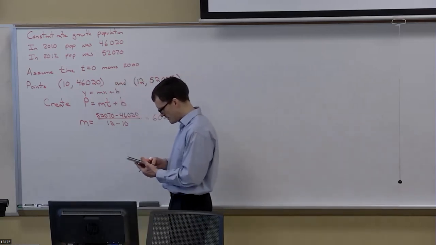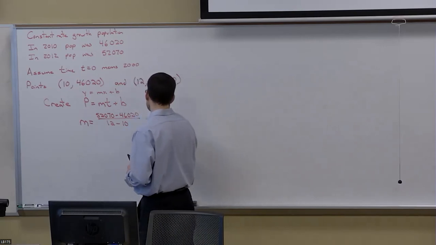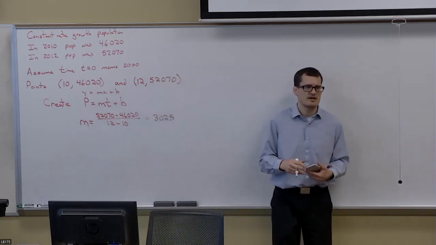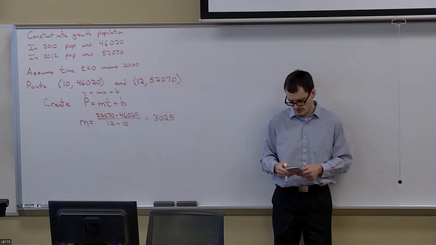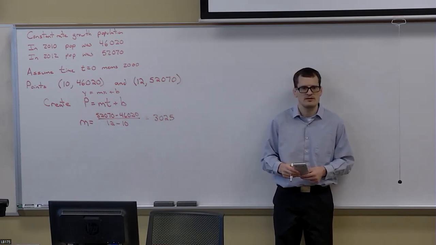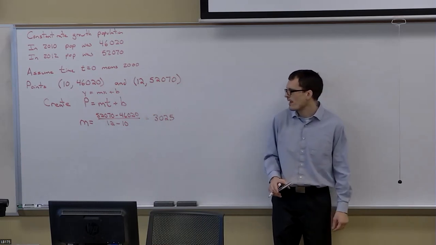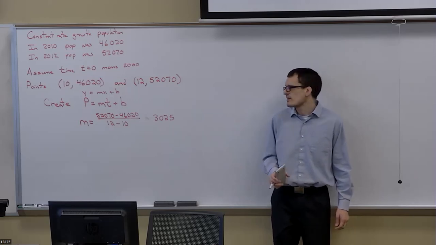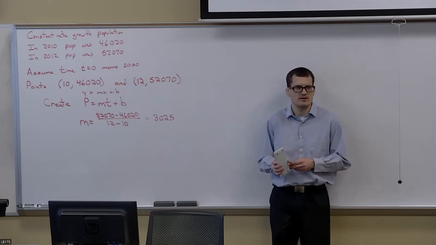Oh, I'm sorry, no. I misspoke. That was the line before. Should be 3,025. My apologies. 3,025. I looked at the wrong line on my calculator there. One where I'm not divided by 2 yet. Okay, sorry, so let me rephrase that. So this 3,025 means that the town's population is growing by about 3,025 people every single year.